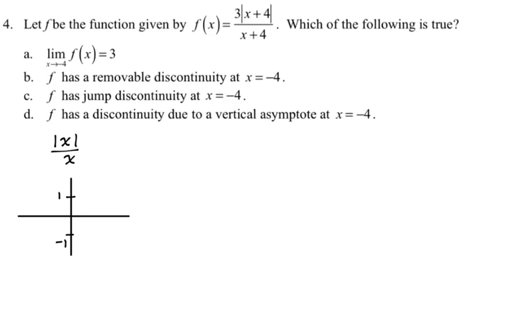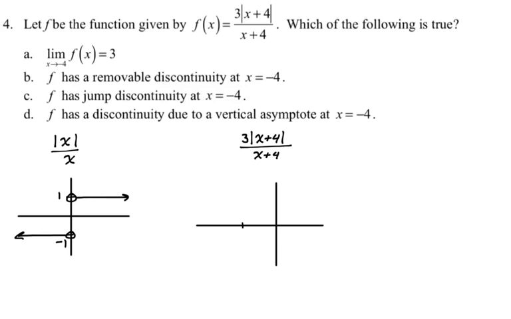This one looks like this, and you can kind of work out why. Just pick any positive x, you'll get 1. Pick any negative x, you'll get negative 1. And then at 0, you don't get anything. So it has a jump discontinuity. If I were going to graph the one that we were given here, 3 absolute value of x plus 4 over x plus 4, shift 4 to the left, and then multiply the y values by 3. So negative 4, 3, negative 3, and then just kind of fill in. Being able to create this graph means that I can answer this question pretty easily. So we are looking for something that is true.